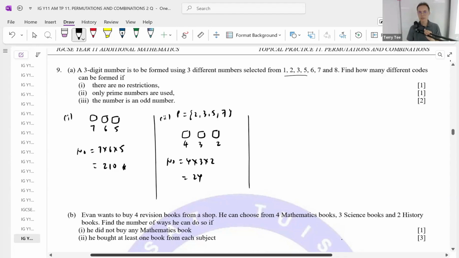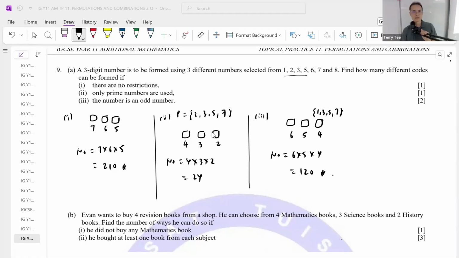Now, Roman 3, the number is an odd number. Now, what determines whether it's odd or even? It's the last digit. In order for it to be an odd number, it must end with 1, 3, 5, 7. So for this one you have 4 ways. For the rest, remember you got 7 to begin with, you've taken 1 out, left with 6, taken 1 out, left with 5. So the number of ways is 6 by 5 by 4, 30 times 4, 120.